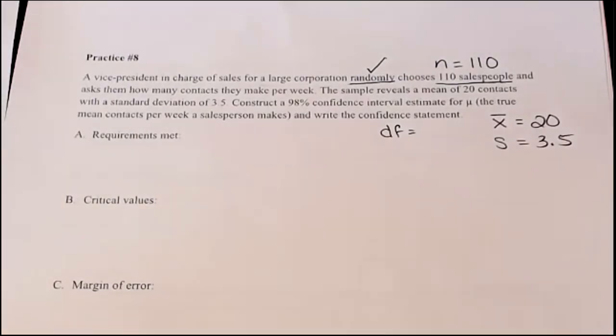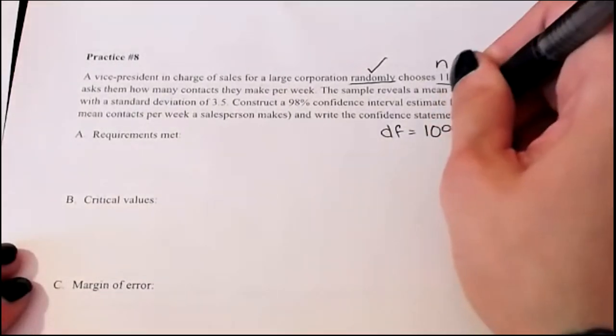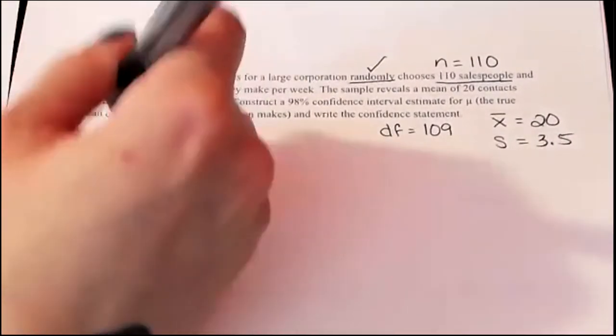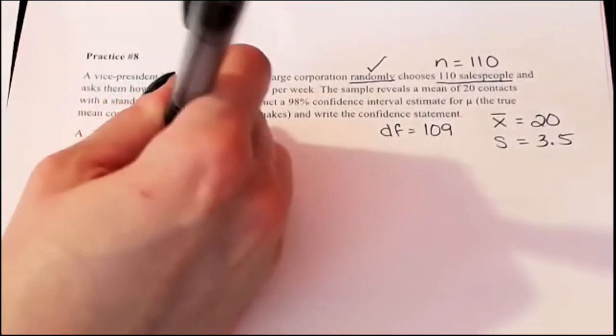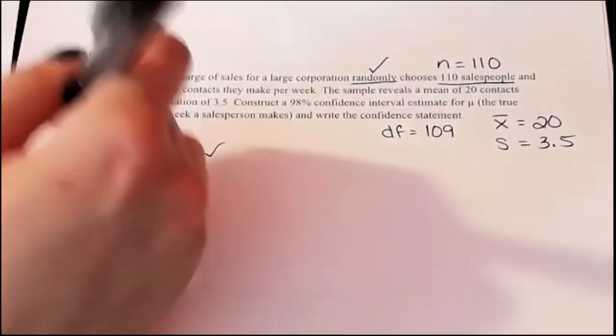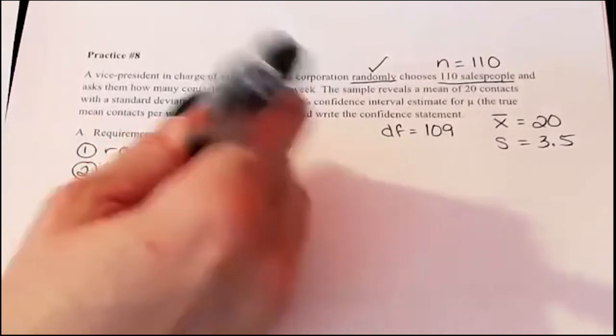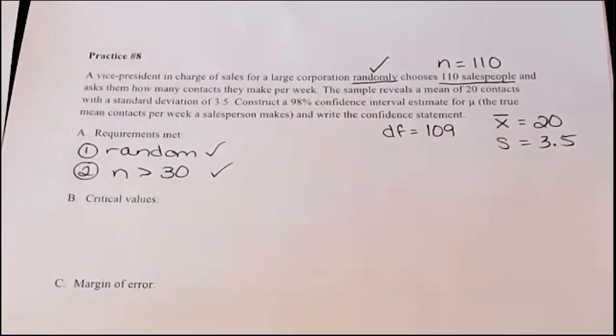Good. So one more thing I'm going to write down here because we're using the T distribution. If you know that your sample has 110 people, your degrees of freedom will be 109. One less, always one less. So the first thing we note is that we meet the random requirement, which is really nice, but we also meet the second requirement that n is greater than 30. So we definitely can go through the process of constructing a confidence interval to estimate the true mean.